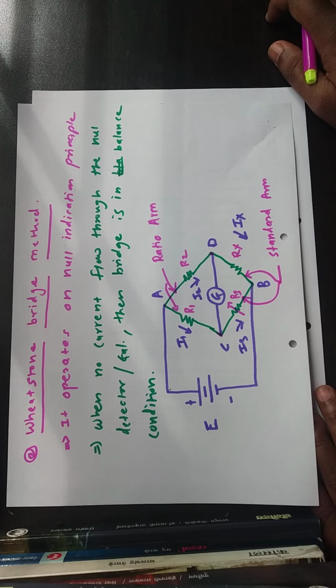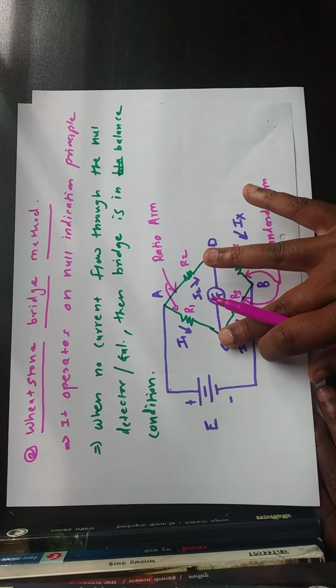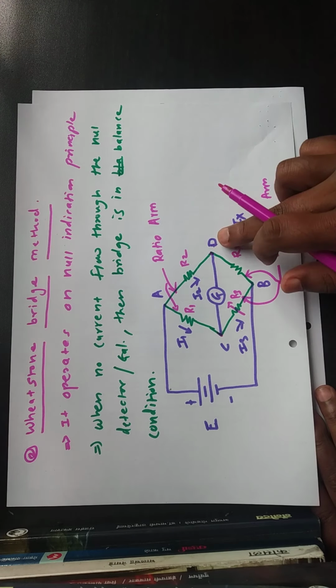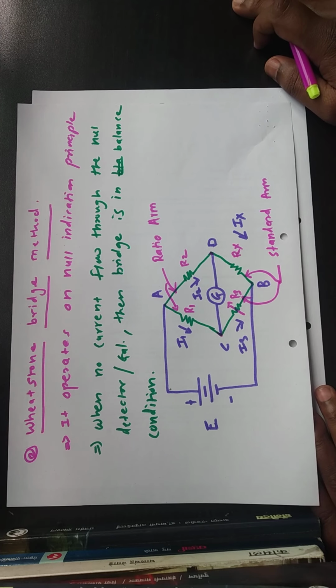In other words, when the potential difference across the galvanometer is zero, when there is no current, that means there is no potential difference. So when the potential difference across the galvanometer, that is between point C and point D, is zero, we also call it the bridge balance condition. So the bridge is in balance when no current flows through the galvanometer, or when the potential difference across the galvanometer is zero.